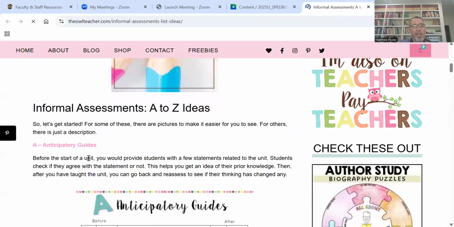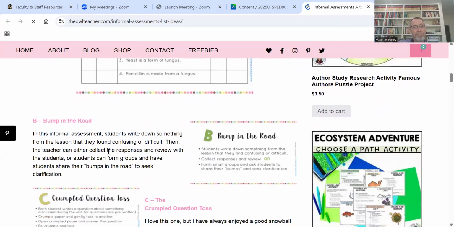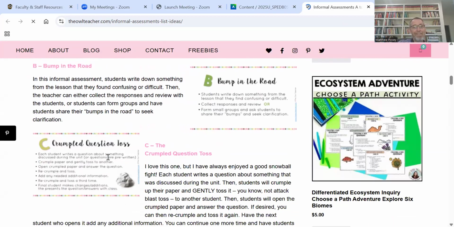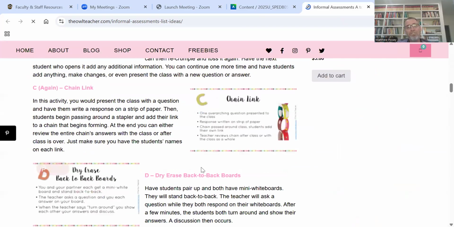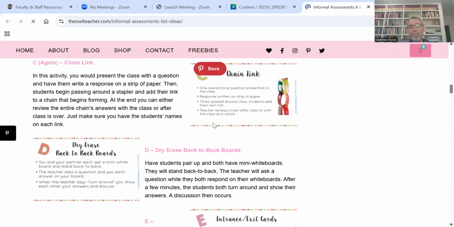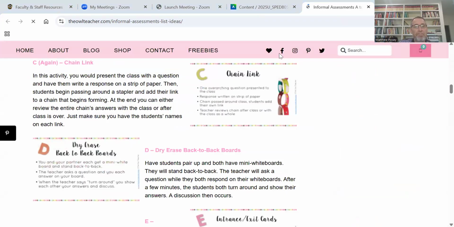This is a resource that will provide you examples of informal assessment using each letter of the alphabet. So if you start with A, you have anticipatory guides. B, an activity called Bump in the Road explains it for an informal assessment. Chain link. So there's one for each letter of the alphabet. So it's a great resource for you to look at and utilize as you work your way through this assignment.